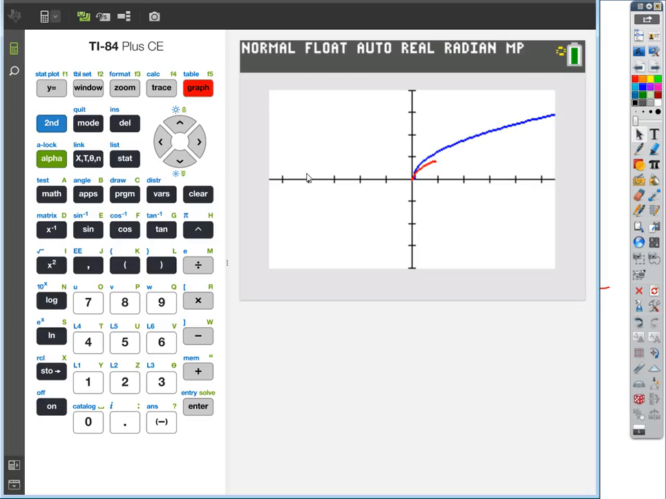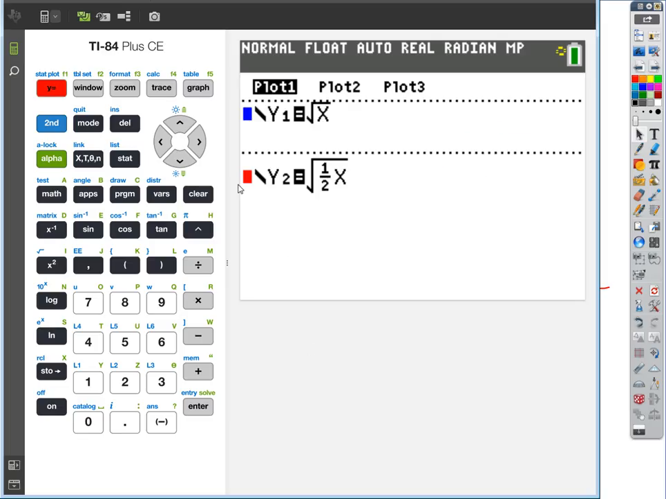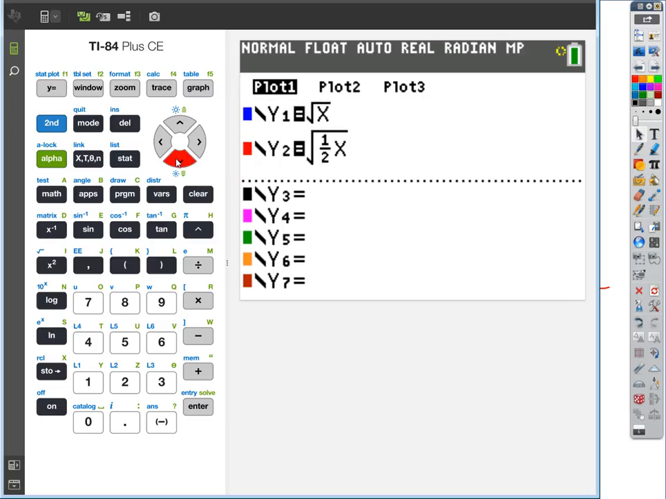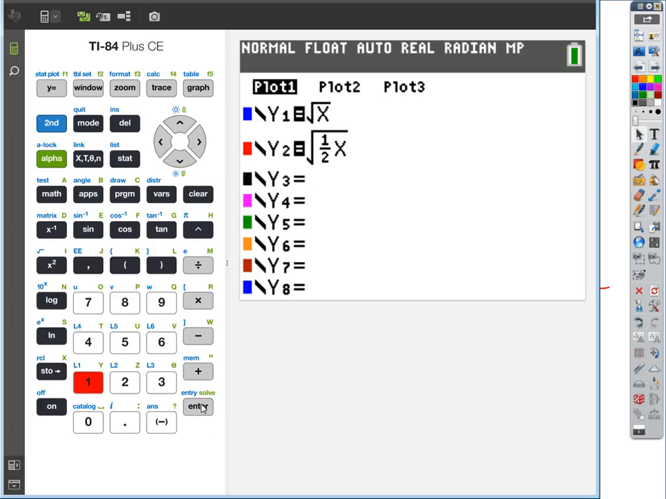Okay, makes sense? I can prove it. It's hard to tell, but do you get a sense that that's been stretched by a factor of 2? Let's prove it though. I don't want you to take my word for it, I want to prove it. Let's graph the horizontal line y equals 1. And I'll show you another feature of the calculator while we're doing this.